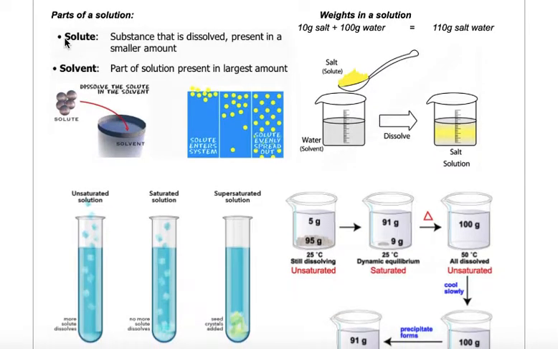The parts of a solution. The solute is the substance that is dissolved, present in a smaller amount. And then the solvent is the part of the solution present in the largest amount. So when you go to mix your Crystal Light in a water bottle, your Crystal Light is the solute and the water is the solvent.